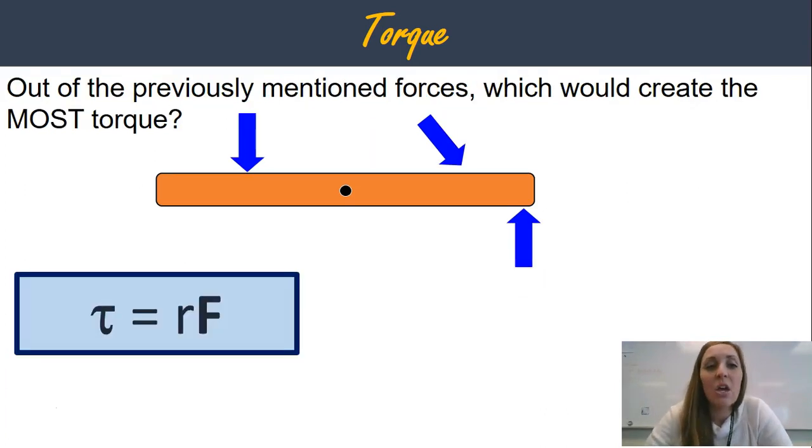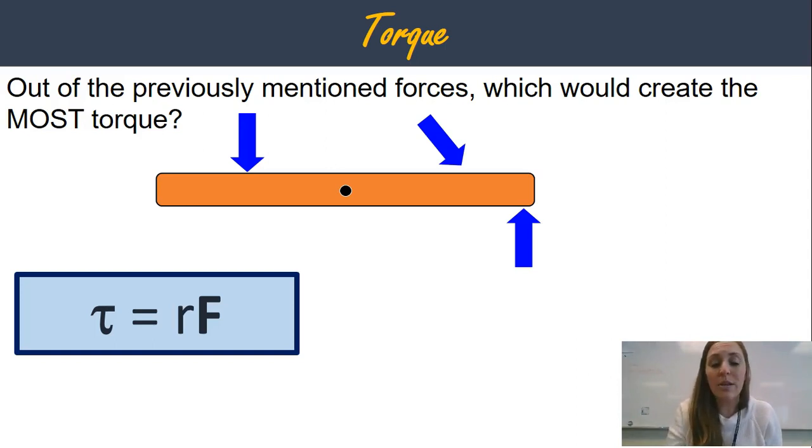Okay. So out of the previously mentioned forces, which would create the most torque? Out of the three forces that I described on the last slide that do produce torque or rotation, I've gotten rid of the red ones, the ones that don't produce any rotation. Which of these is going to make it spin the most? Keep in mind these are all the same magnitude, so they all have the same oomph behind them. They are just applied at different points or in different directions.